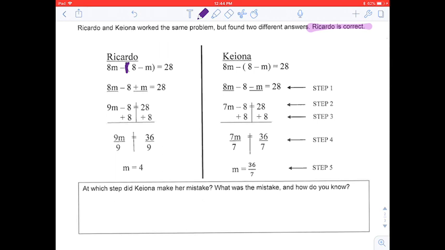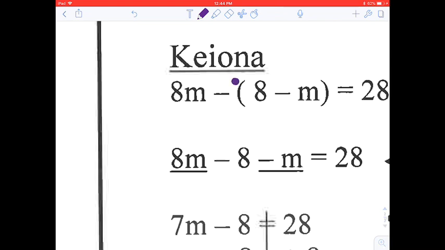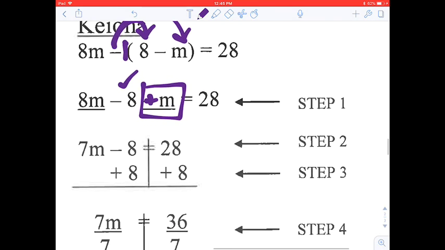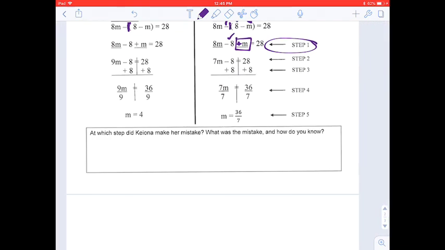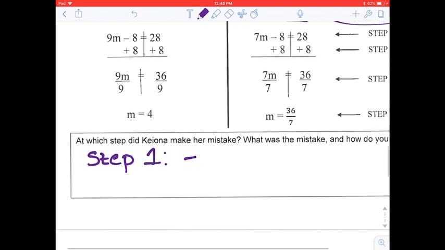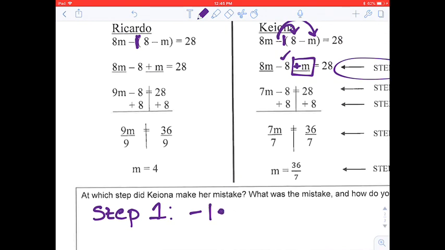That looks great. Kiana apparently made a mistake, so let's see. First thing we need to check is, did she distribute her -1? -1 times 8 is -8. -1 times -m is, oh, there it is. Should be plus m. So it looks like we made a small mistake here in step 1, when she distributed her -1 and multiplied it times a -m, she should have gotten a +m.